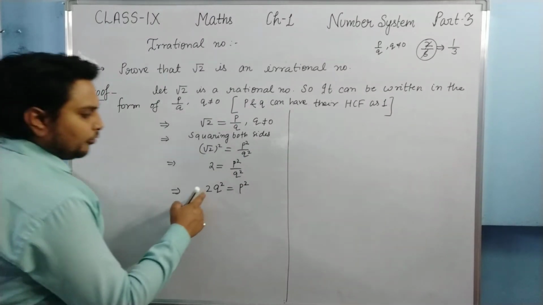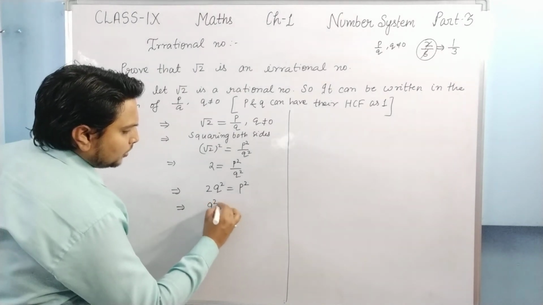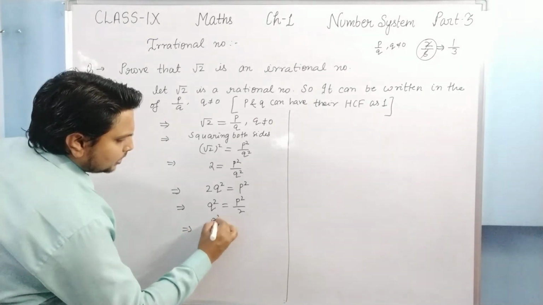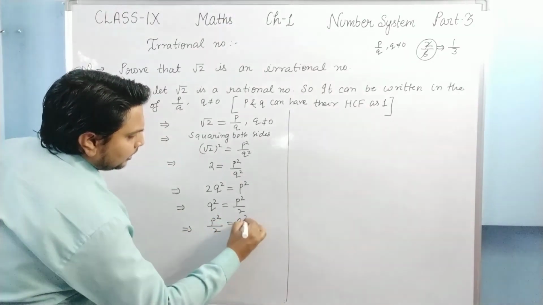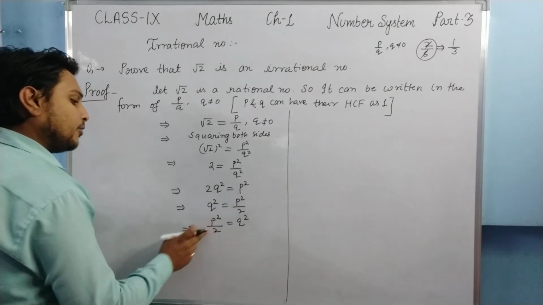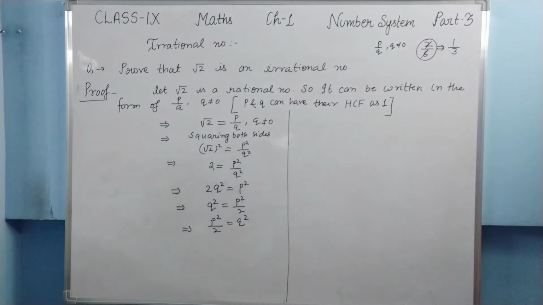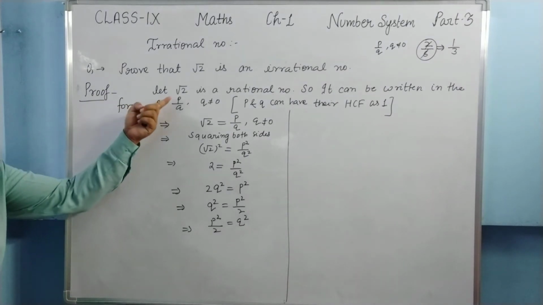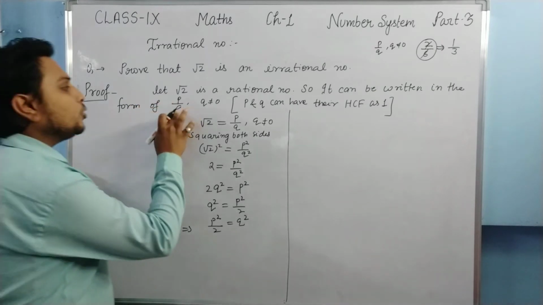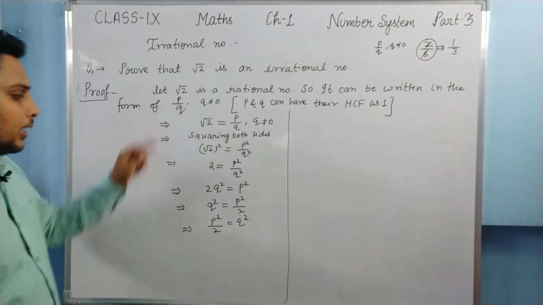Okay, if we shift this 2 to the right hand side, then what will we get? We will get Q square is equal to P square upon 2, or we can write it like P square upon 2 is equal to Q square. Means only I have shifted, left hand side I have written here, right hand side I have written here. Now you can see that since under root 2 is a rational number that we have supposed, P and Q are what? P and Q are integers. In the rational number, P and Q are integers.